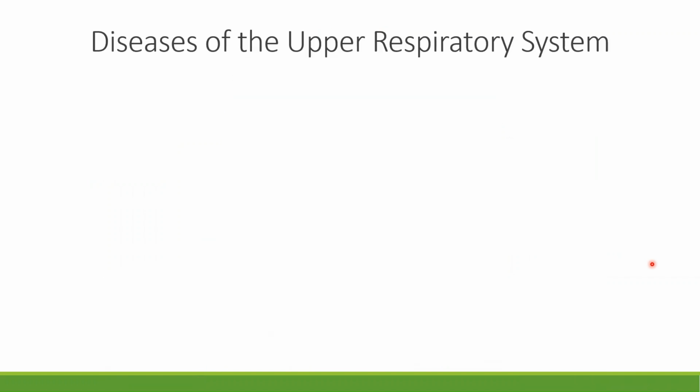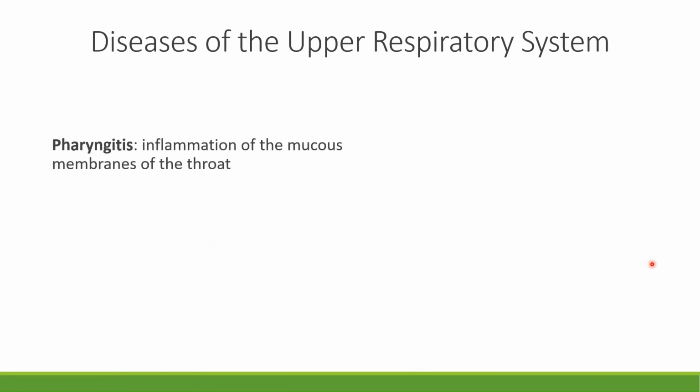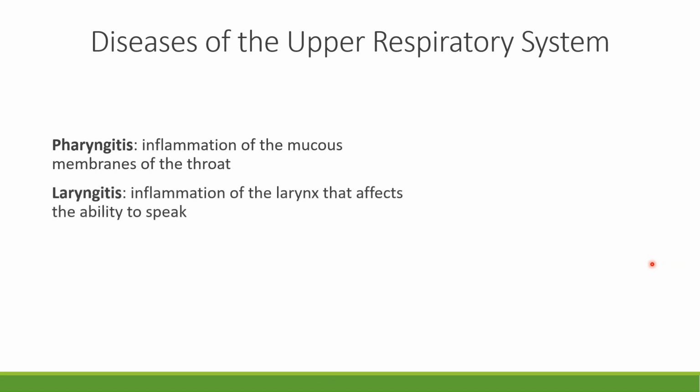Again, if you see itis at the end of the word, it means inflammation, usually caused by infection or irritation. So pharyngitis, this is inflammation of the mucous membranes of the throat, what most people call a sore throat. Laryngitis, as you imagine, is inflammation of the larynx. This one messes up your ability to speak, makes your voice sound hoarse or even temporarily gone.